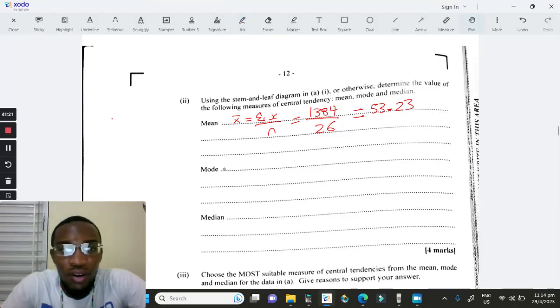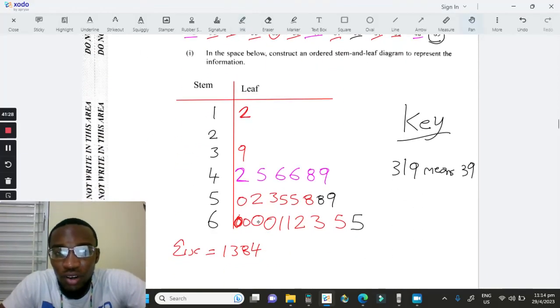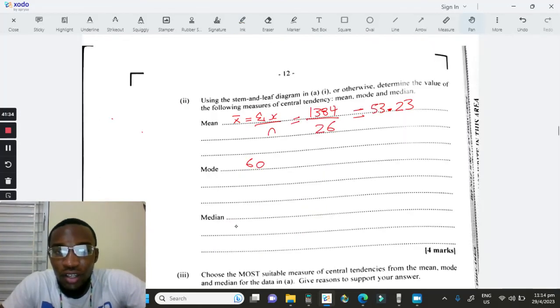The mode from the stem and leaf is just 60. If you remember, the mode was what? The one that occurred most frequently, and from the stem and leaf we can identify the mode. 4 times 60 occurred.